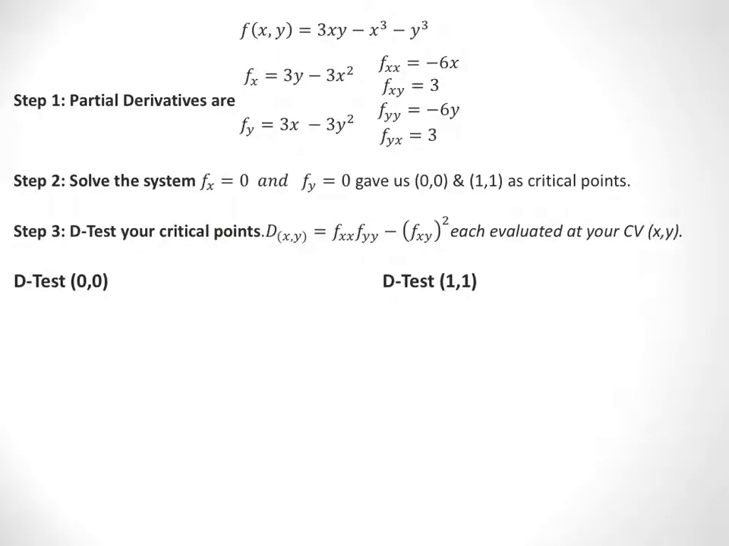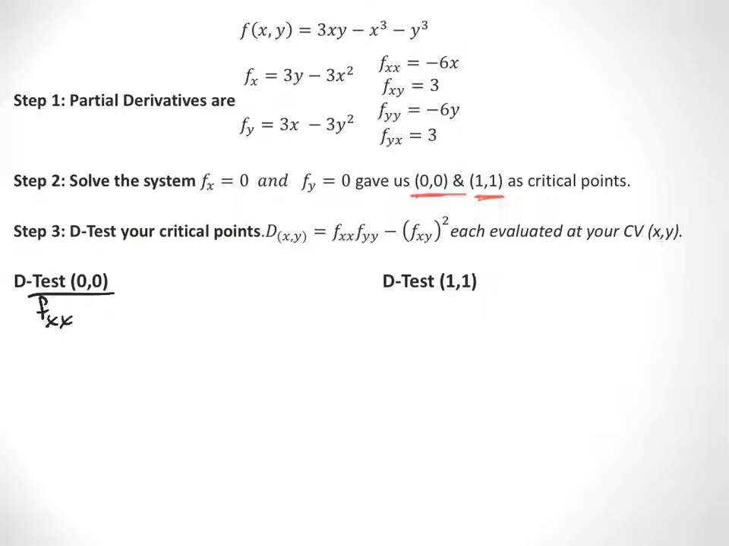Now that we've got those candidate points (0, 0) and (1, 1) as critical points to test to see if they're relative extrema or a saddle point, we are going to have to use the D-test. This D-test uses those second order derivatives and the mixed partial derivative as well, and that's why they're written up here for you. We are going to have to test each of these values here. And so let's go ahead.